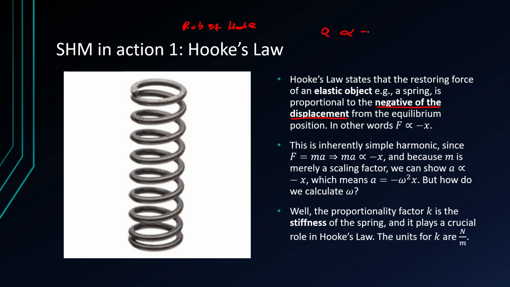Well, this. Now, of course, because acceleration is just force divided by mass, as you can see, force, negative displacement, Hooke's law. So, as you can see here, I've written down that ma is proportional to negative x, and because a is proportional to minus omega squared x, we were able to calculate omega. We're going to do that in the next slide.